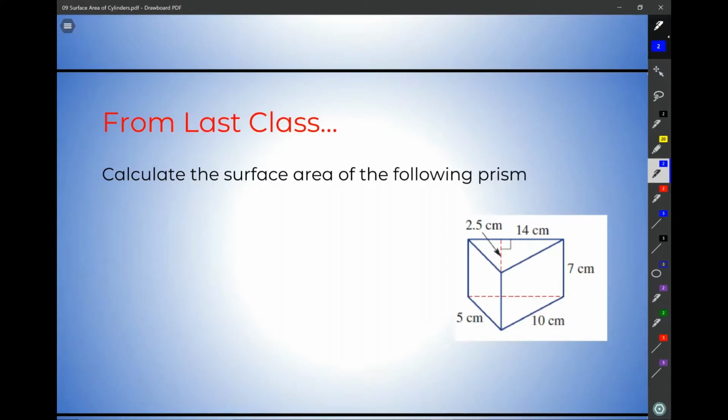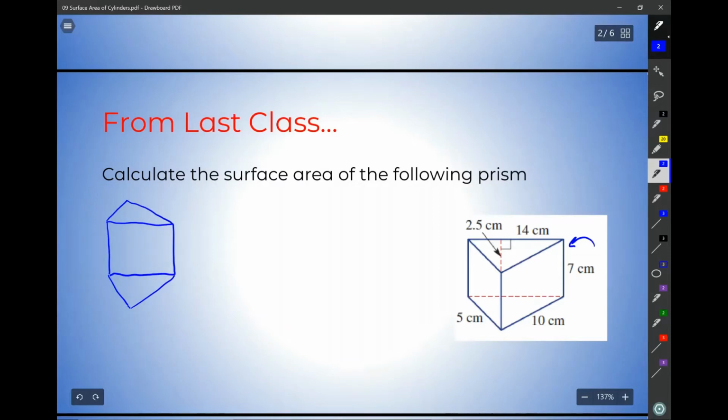Alright, so the first thing we're going to do is draw our net. In this case, we're going to start with the big rectangle that is around the back of the shape. And then attached to that, we need two triangles for the top and the bottom. And then we need this side and this side.